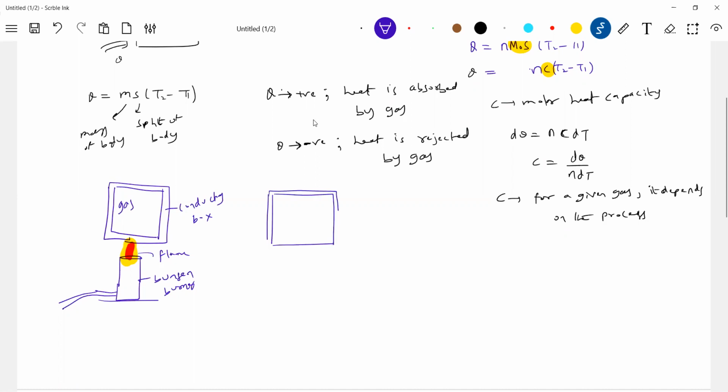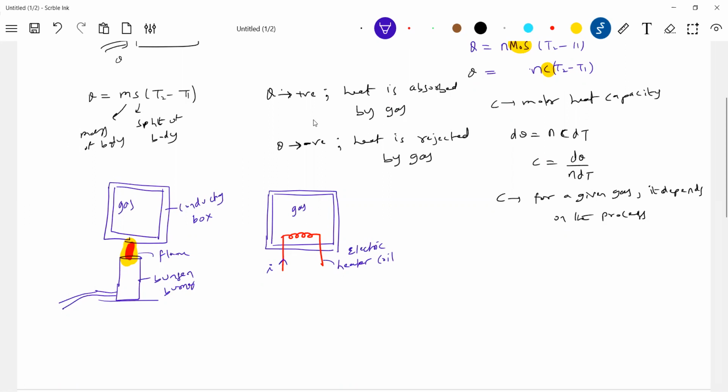Another method is I will put a heater coil and let a current I flow. Heat will be generated, as in a water heater. Similarly, if a current flows, heat will be generated and absorbed by the gas. These are the two popular ways I wanted to tell you, though many means exist. This is an electric heater coil.